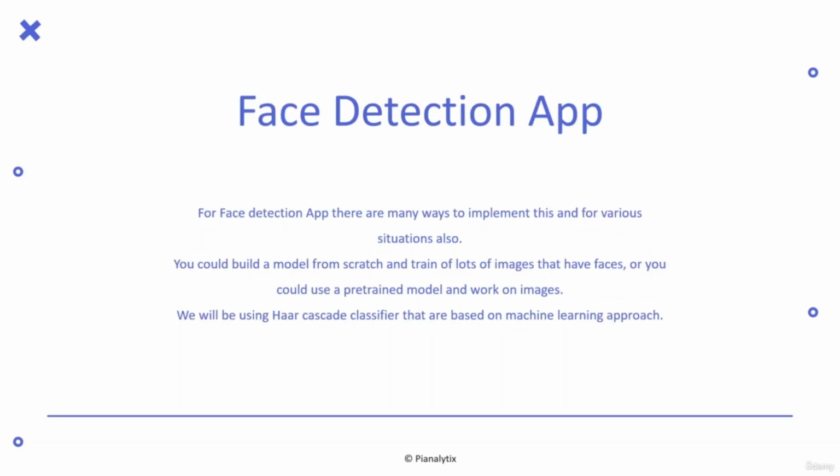Now, face detection app. For a face detection app, there are many ways to implement this and various situations also. You could build a model from scratch and train on a lot of images that have faces, or you could use a pre-trained model and work on images. What we are going to do is use a pre-trained model, where we will be using a Haar cascade classifier that is based on a machine learning approach. Once we move forward in the face detection app, I will help you understand what a Haar cascade classifier is, how it was trained, where it came from, and how to use it.